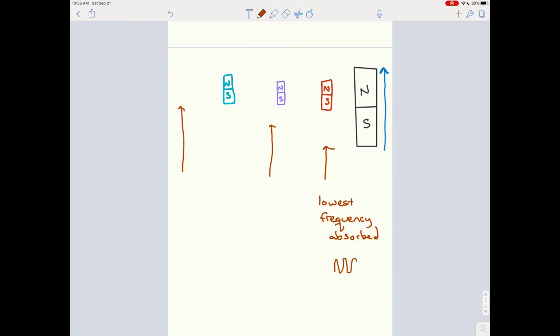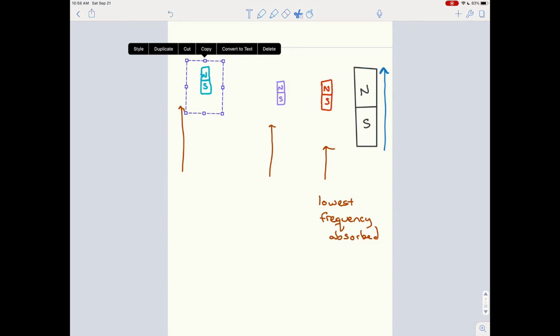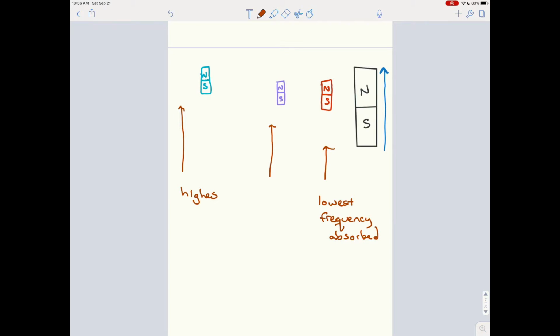Because how frequently the waves hit you, that's how much energy they have. So low energy means low frequency. And then, as you move to the left, the one that feels the highest magnetic field, that's getting stuck really in this position. This magnetic field is really pushing it to be like this. So it's going to be much harder to get it to flip. It's going to absorb higher energy. In other words, it'll absorb higher frequency. And here, out of the three, it'll absorb the highest frequency.